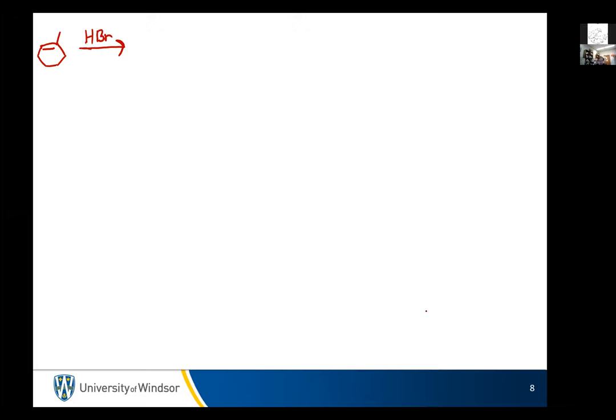So if we take HBr, we do this just as an aid memoire. Make the more stable carbocation. Br minus comes in. Yay.